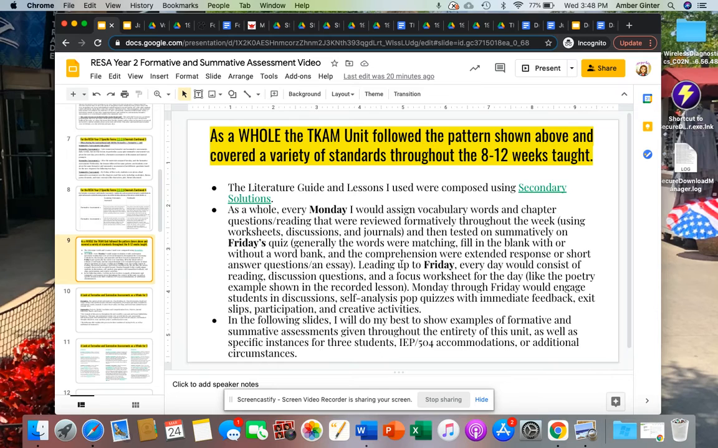Leading up to that, every day would consist of reading, review, heads up, heads down, thumbs up, thumbs down, tons of formative review, as well as summative pop quizzes and analyzing each of the formatives as we went along through that larger summative at the end. In the following slides, I'm going to do my best to show you examples of the formative and summative assessments given throughout the unit, as well as analyzing that for A, B, and C students, i.e. 504 accommodations, or even additional circumstances that popped up during my teaching.